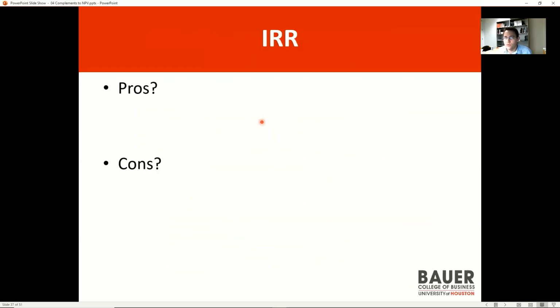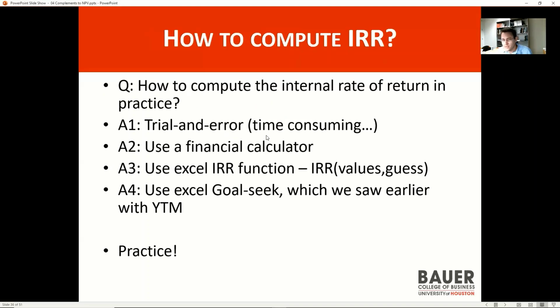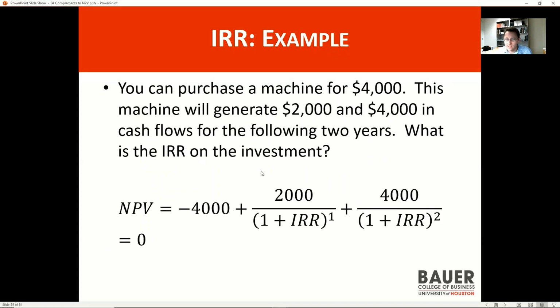So what's the benefit of doing IRR? Well, one nice thing that you can tell right away is it looks like NPV, right?